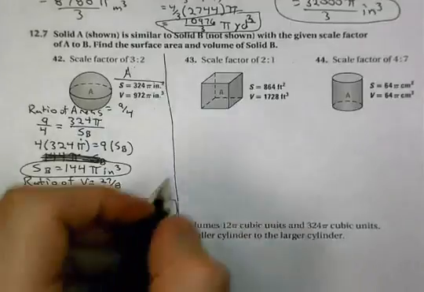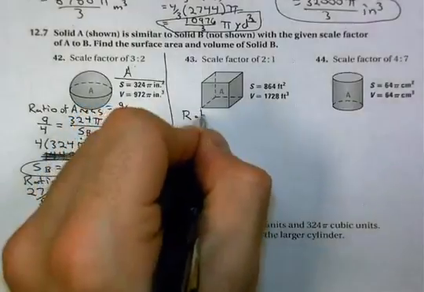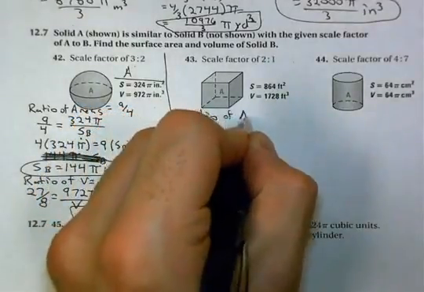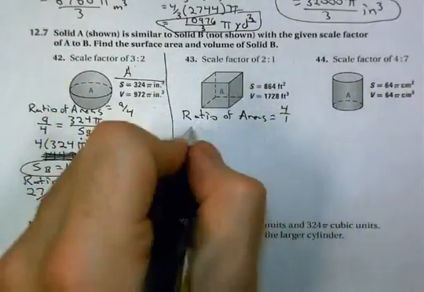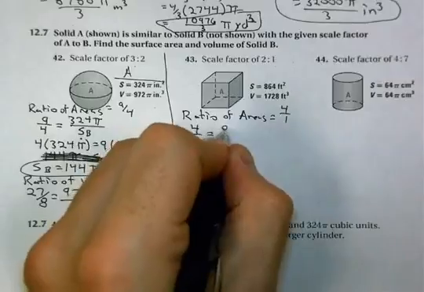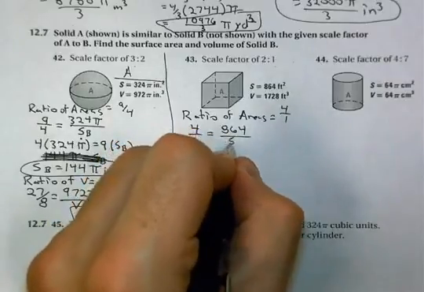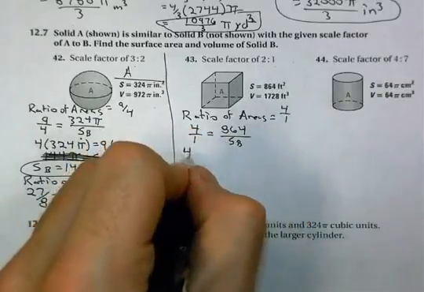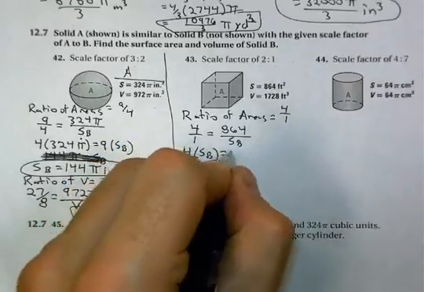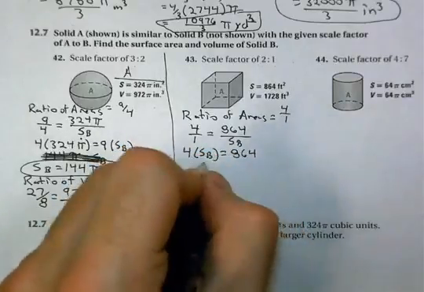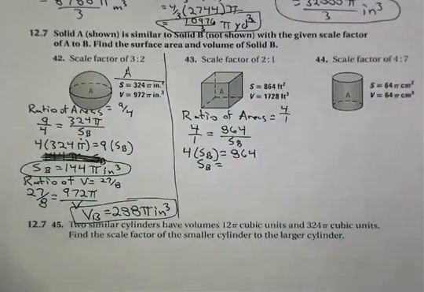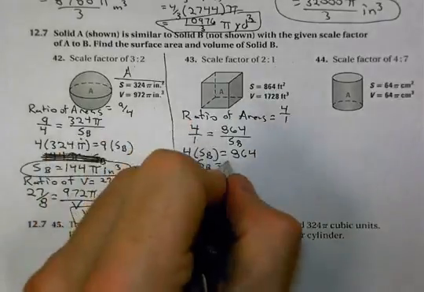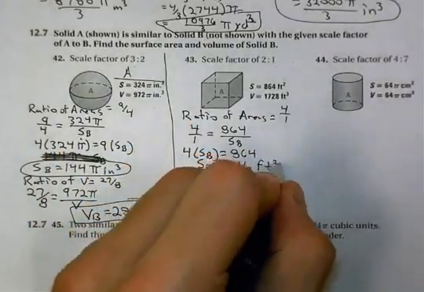Okay, 43, same idea. Ratio of the areas. Well, if it's 2 to 1, then it's going to be 4 to 1. So 4 to 1 equals 864 over the surface area of B. I get 4 times the surface area of B equals 864. So for the surface area of B, I just divide 864 by 4, and I get that it is 216 feet squared.